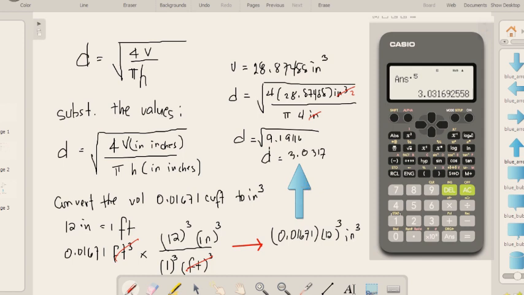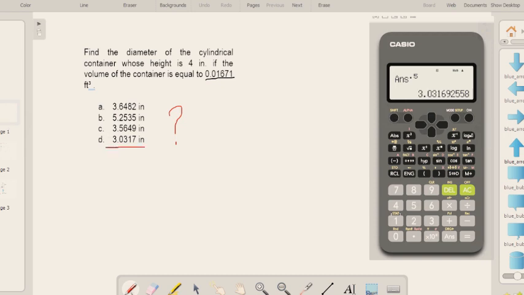And then we'll go and check the choices. 3.0317, that's correct. Let's see the choices. Oh, so we get letter D. Therefore, this is your answer.